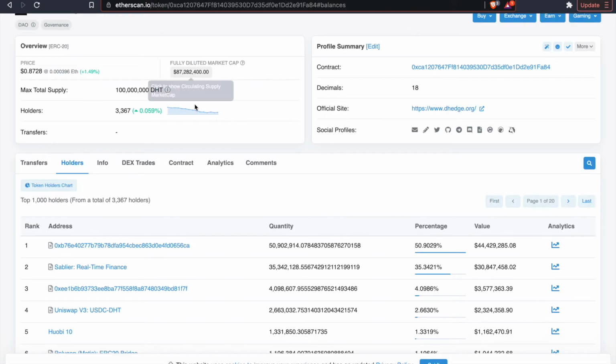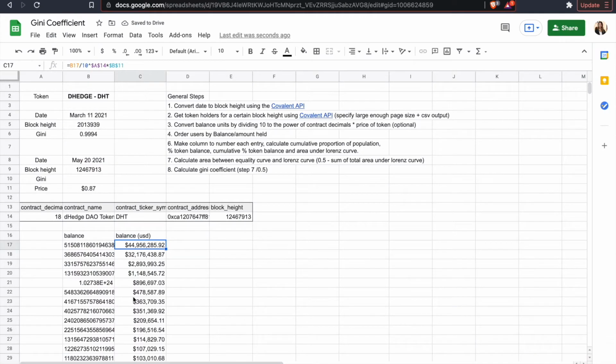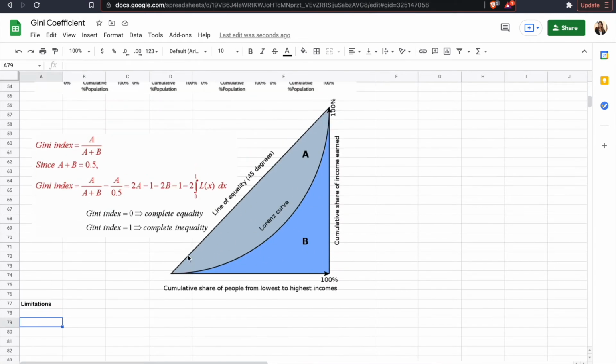Yeah, and I just got the price from here, but you can get it off CoinGecko, CoinMarketCap, any other website. So yeah, this is the balance. I might talk a bit more about how to actually do the calculation very quickly.